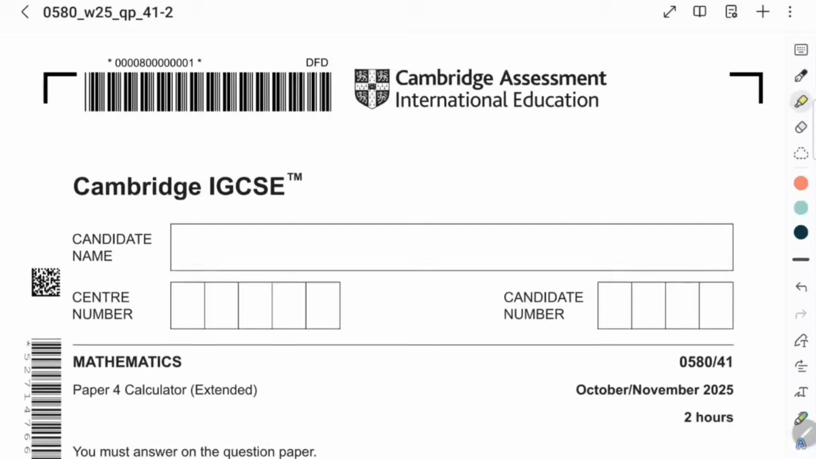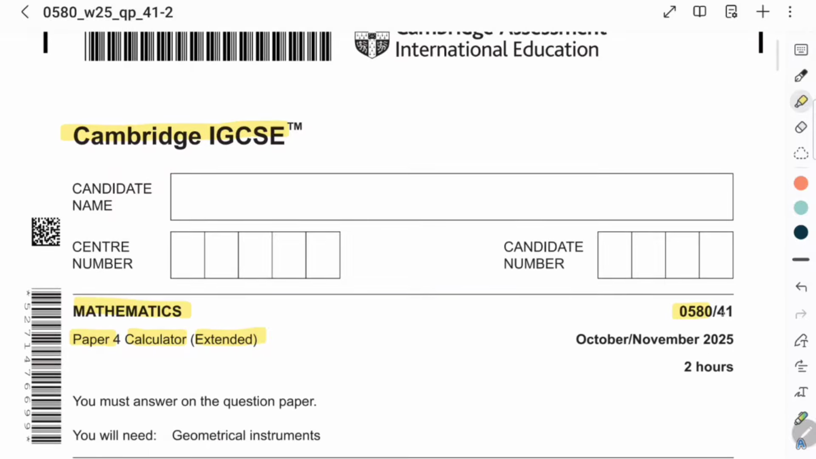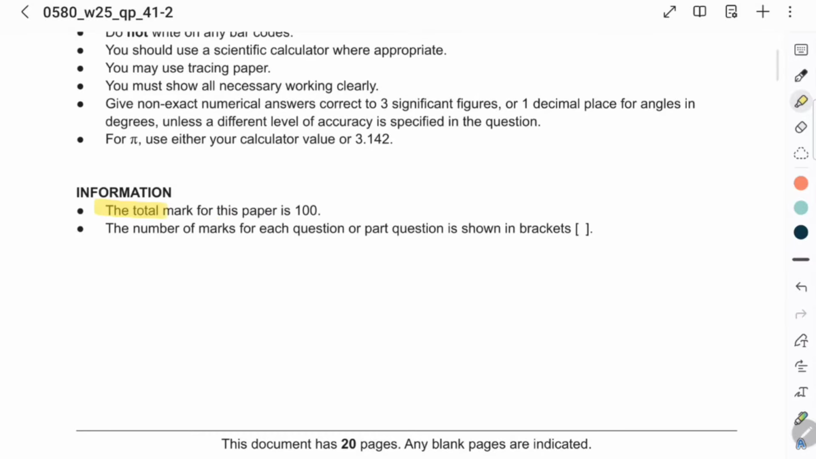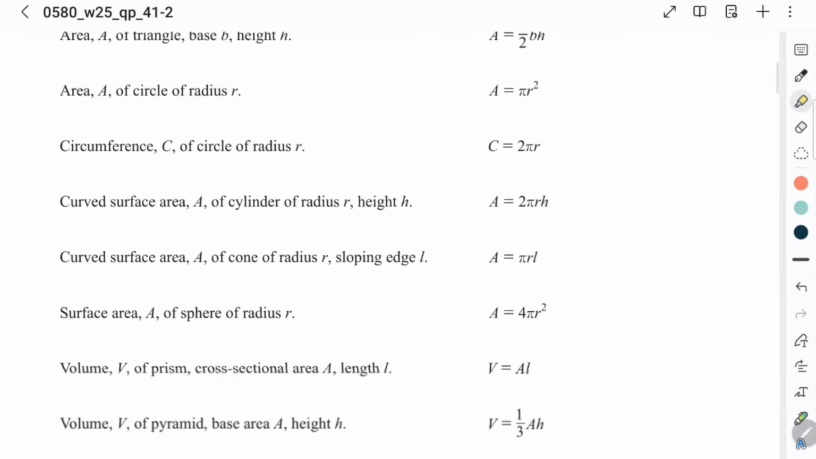Hello everyone. Today we are solving Cambridge IGCSE Mathematics paper 4 with the calculator, extended, and the code is 0580 variant 41, October November 2025. The duration is 2 hours. You will have to attempt all questions, and the total marks for this paper is 100. Formula sheet will be given.